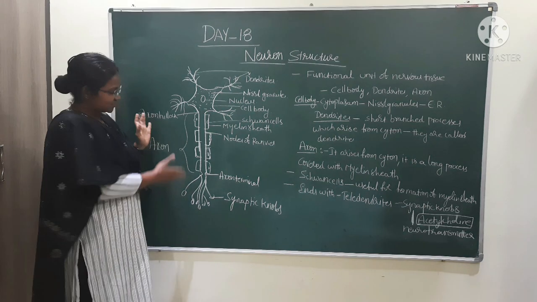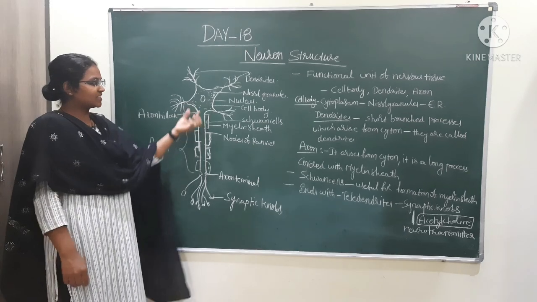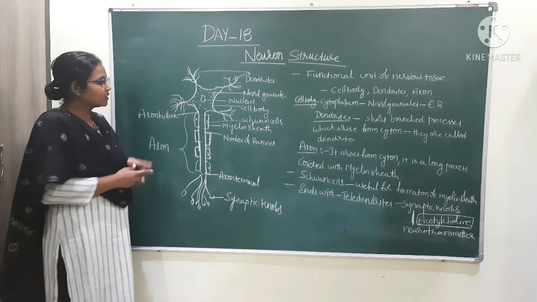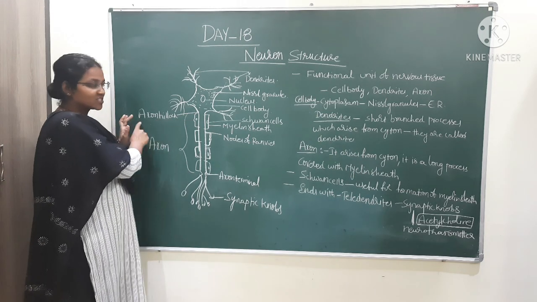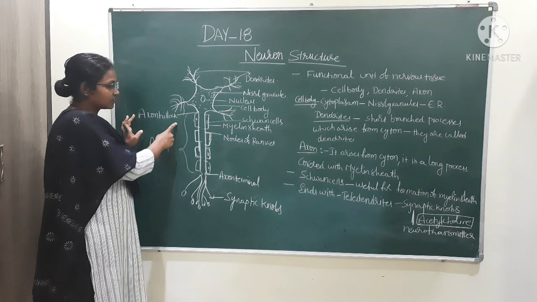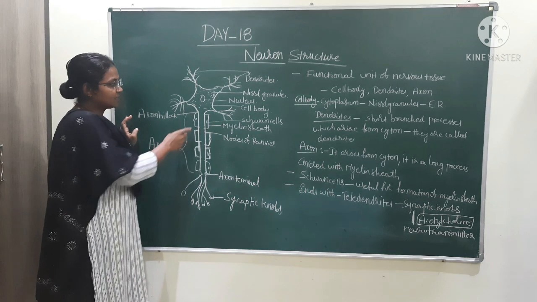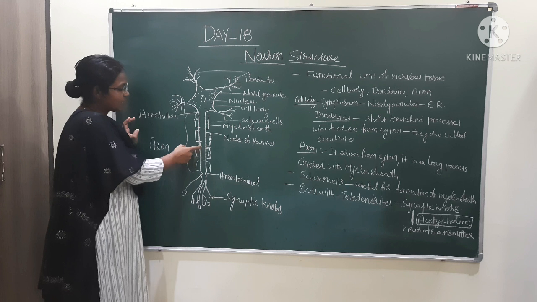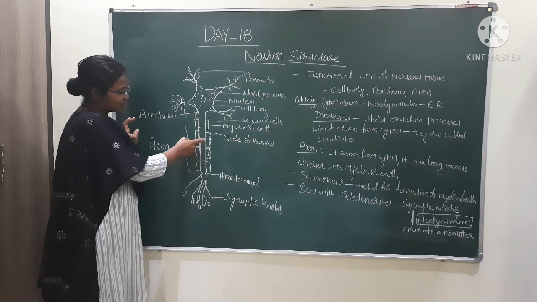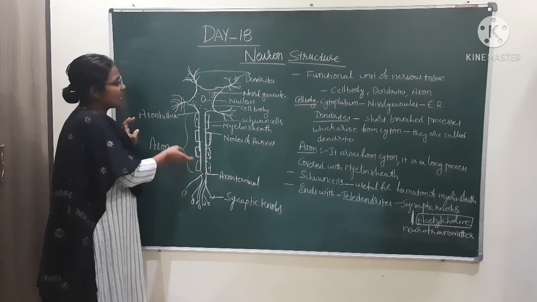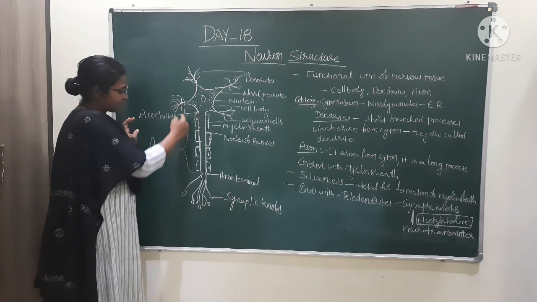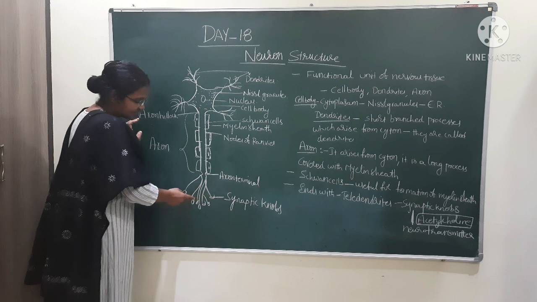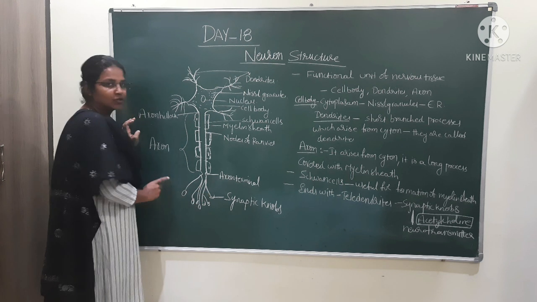Okay, neuron structure. This is the cyton and the long process is called the axon. In between that there is an axon hillock. The parts of a neuron are the cell body, the axon, and the myelinated sheath, and these are the dendrites, these are the teledendrites, and these teledendrites have synaptic knobs.